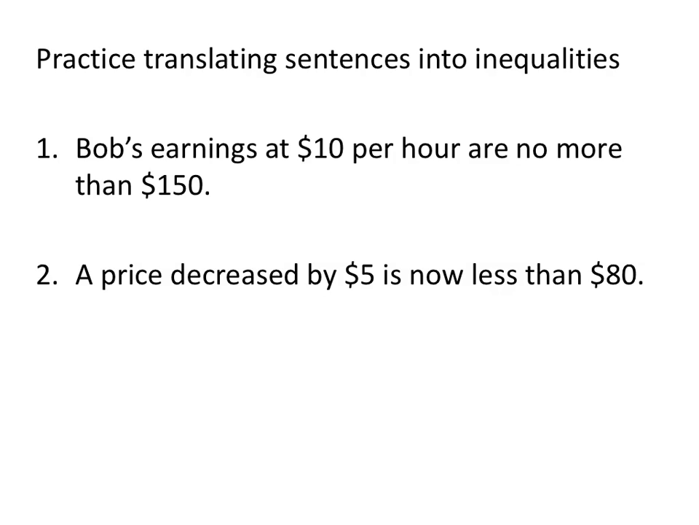Practice translating sentences into inequalities. Number 1, Bob's earnings at $10 per hour are no more than $150. Number 2, a price decreased by $5 is now less than $80. So Bob's earnings at $10 per hour, no more than $150. We do have an unknown in this one.